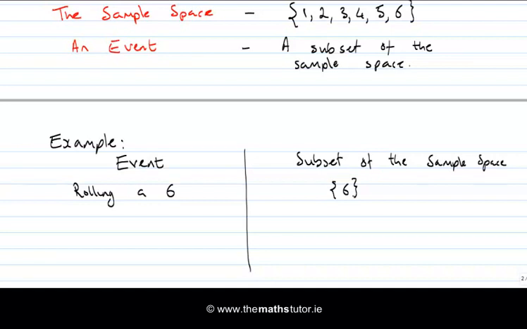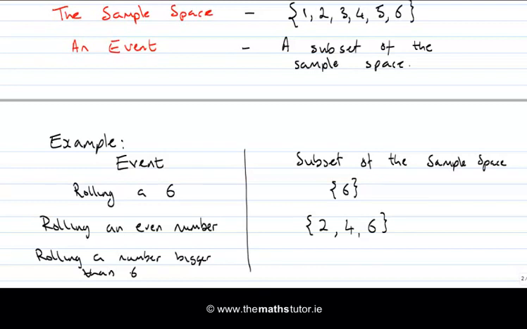What about this event? Rolling an even number. To get the corresponding subset of the sample space, we just pick out the outcomes, which are things in the sample space, that correspond to this event. So this set would be the set 2, 4, 6. What about the event rolling a number bigger than 6? That's a funny one, because there doesn't seem to be anything in the sample space that corresponds to that event. So in that case, the subset of the sample space is the set with nothing in it, the empty set.